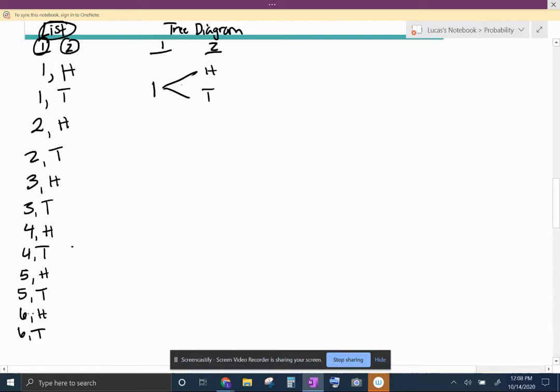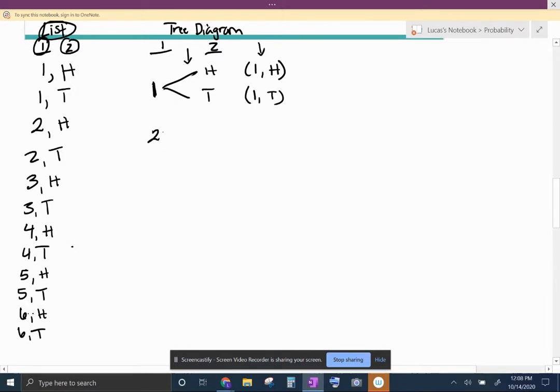And so this line right here represents rolling a 1 and then getting a heads, and this line down here represents rolling a 1 and then getting a tails. Now, this right here is the tree diagram. This is a list to help you understand what this tree diagram is saying.